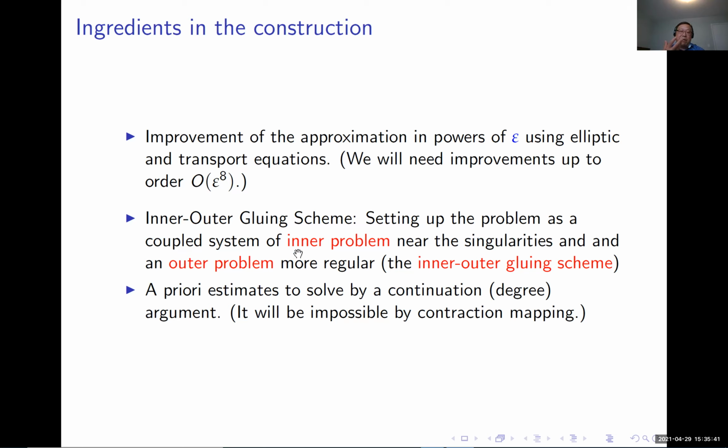And how do we solve the problem? We solve the problem by a Schauder-type degree argument, not by contraction mapping. This is because this problem has no regularity, so there is no way you can prove uniqueness. We can only prove it using a priori estimates, by a kind of Schauder degree argument. We will never use the contraction mapping.